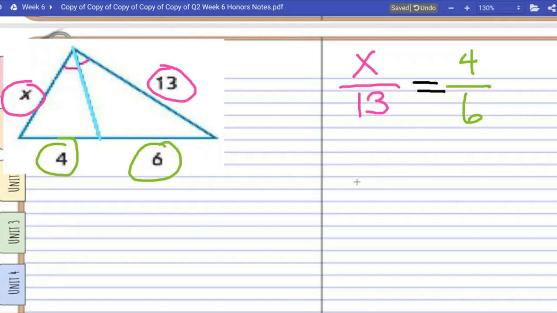And what did you guys get for your answer? You get a long decimal, 8.6666666. So that's 8 2/3, but a better answer would be 26 over 3.